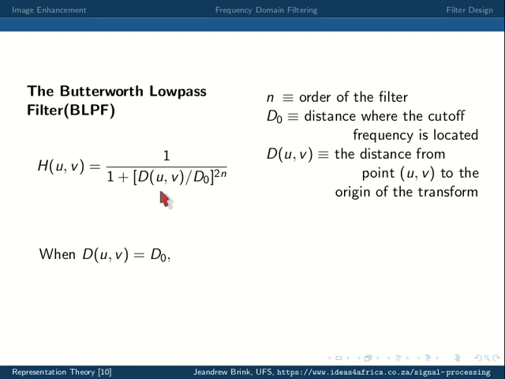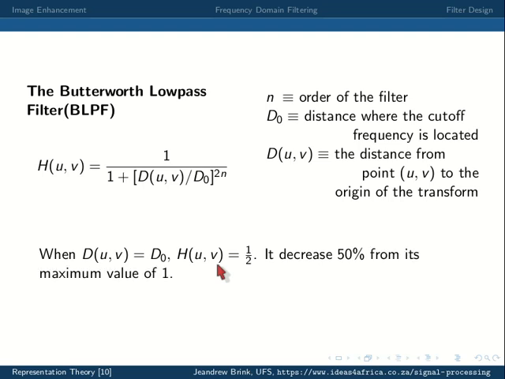And the thing to observe here, we have this D0, which we called the cutoff frequency, but the reality is at D0, this filter is not 0. Okay, so when D is equal to D0, basically this filter has half its value, so it's decreased by 50%. Okay, and in this particular case, we call that the cutoff. And basically it's decreased by 50% from its maximum value, and that gives our definition of the D0.